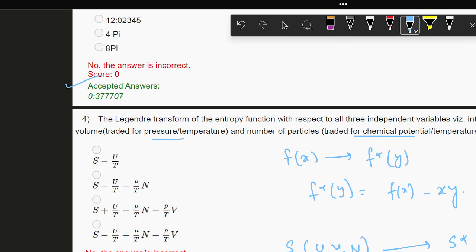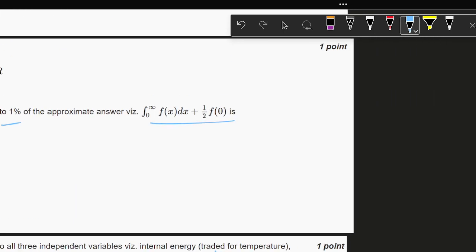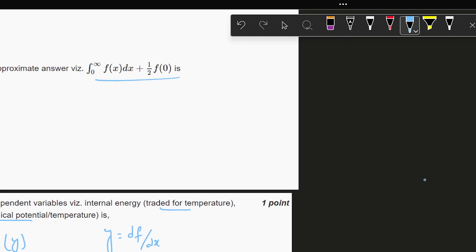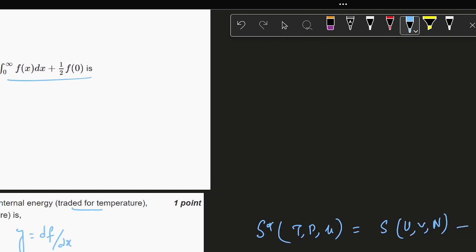So how to do that transformation? I'll do it here on the side. First of all, you have to take the primary form, that is, you take the initial function S and subtract x times y. Here for U it is minus U times del S del U. Then to trade off for V you have to take minus V del S del V. Then for trade off for N you have to take minus N del S del N.